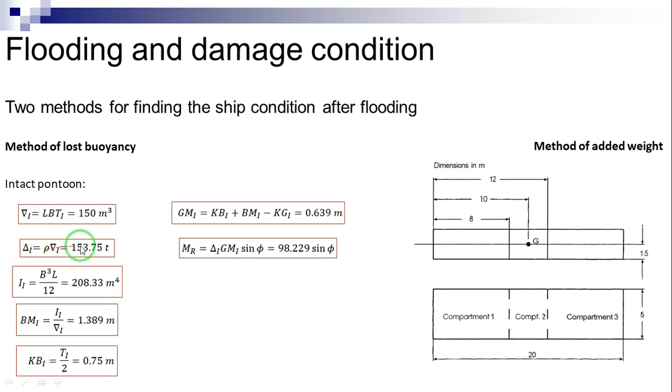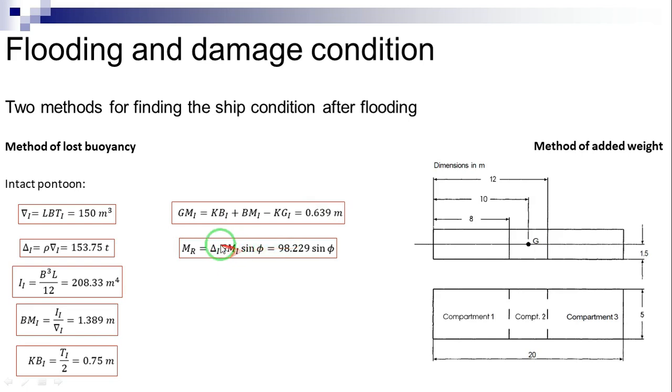to this. The moment of inertia of the waterplane area about the center line equals this equation, and the resulting metacentric radius is shown here. The height of the center of buoyancy is KB equals T divided by 2, and the metacentric height is calculated using this equation. For small heel angles, the righting moment in intact condition is calculated using this equation.